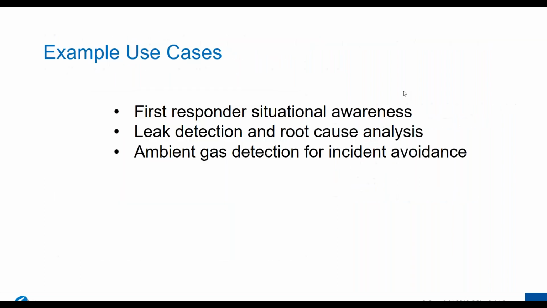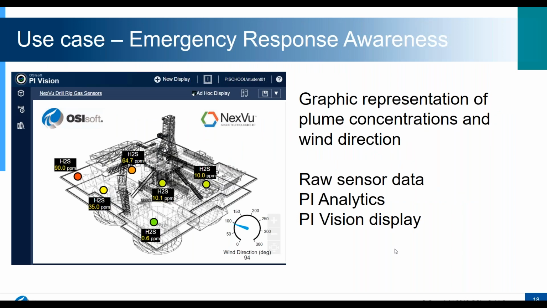Thank you, Keven. So we're going to look at a few use cases very quickly here, and we'll just move on to the next slide. In this example, we simply have a representation of a plant, in this case an oil rig, but it could be any plant. And we've superimposed data from NexVu, in this case hydrogen sulfide sensors, onto different areas of the plant. This is completely simulated, but we're showing the actual concentration on the sensors.